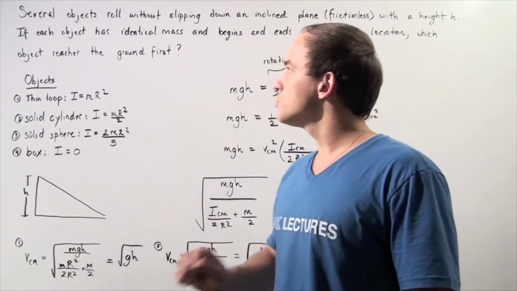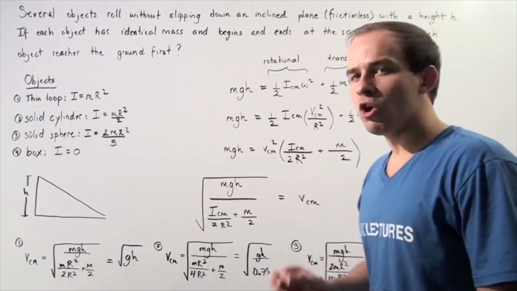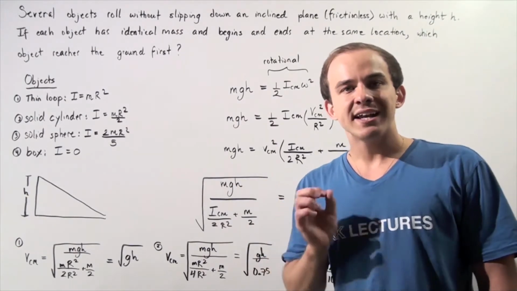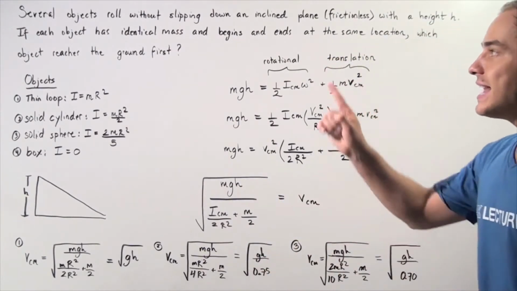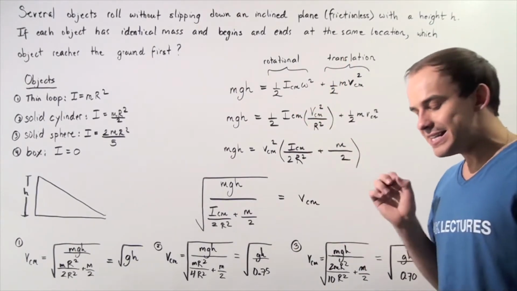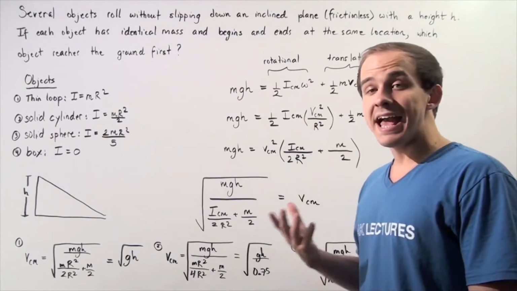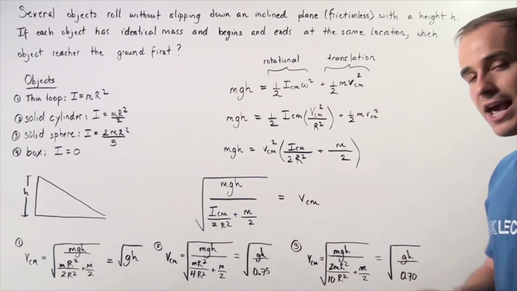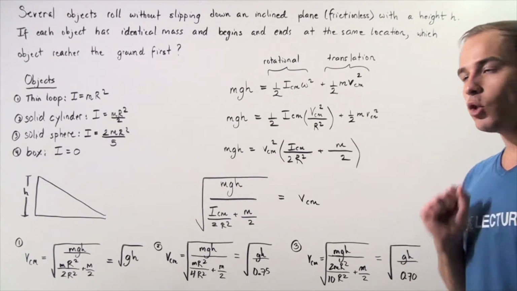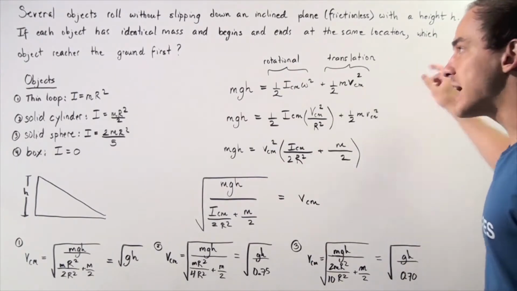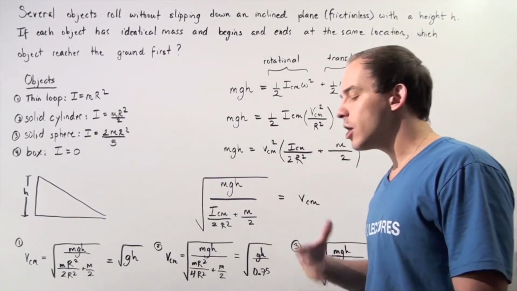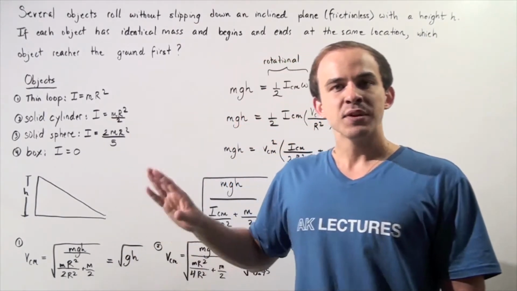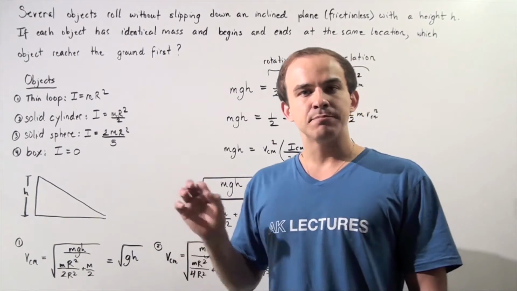So let's suppose that several objects roll without slipping along a frictionless inclined plane that has a height of h. Now, if each object has identical mass and begins and ends at the same exact position along our inclined plane, we want to answer the following question. Which object reaches the ground first? In other words, which object has the highest linear velocity at the bottom of the inclined plane?